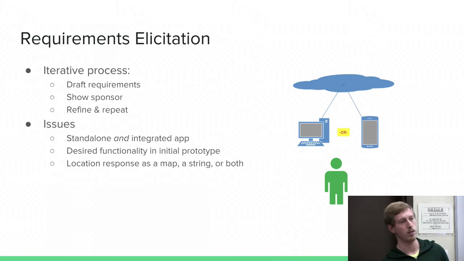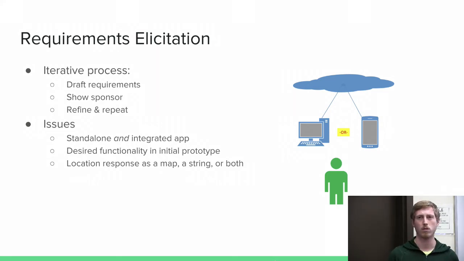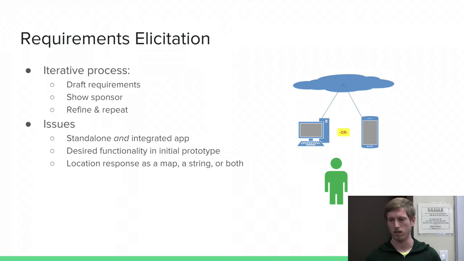The second was the desired functionality in the initial prototype. Because of some funkiness with the database and the formatting, the search bar for the product was going to be most of the work for the project. And the big issue we ran into there was that the initial functionality for the first release wasn't clarified, so we had to go and do that.